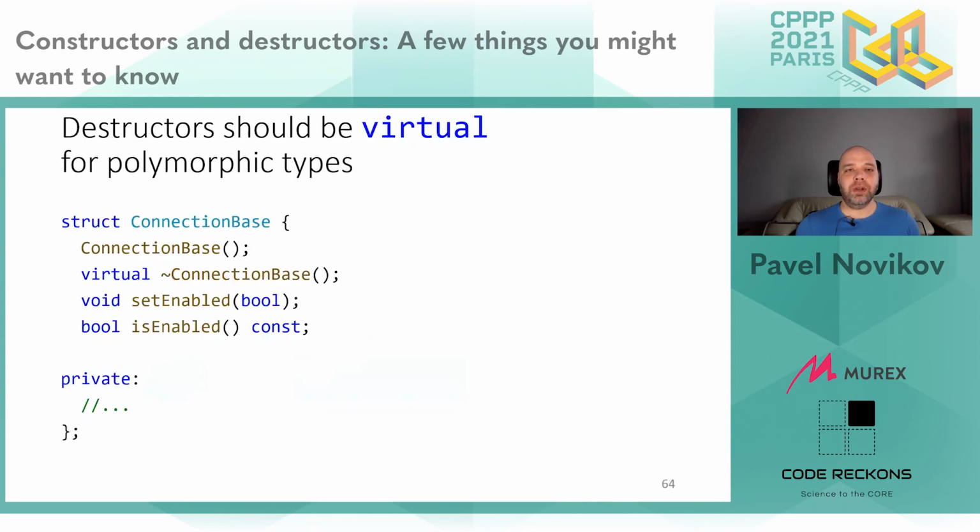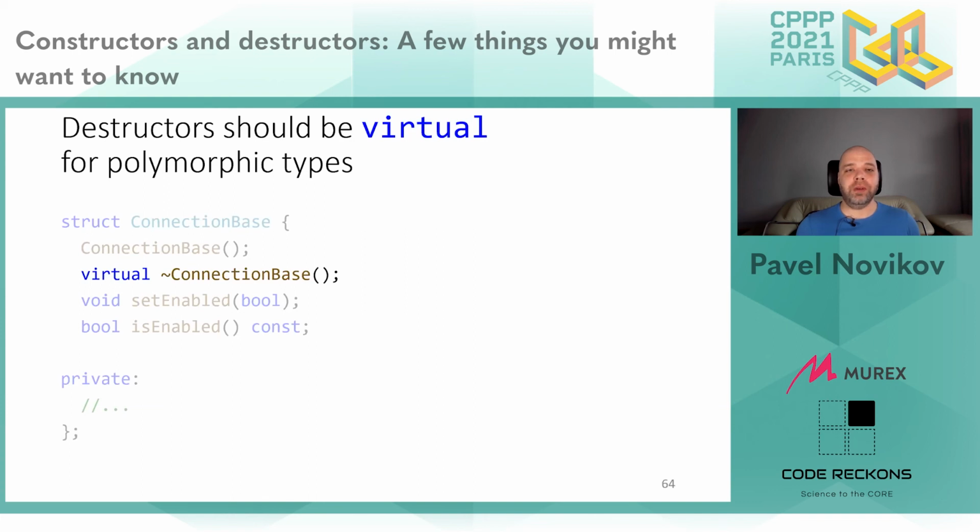Let's move on. And now I claim that destructors of polymorphic types should be virtual. And this one is kind of obscure, so if it goes over your head, it's fine. Just remember that for polymorphic types, the destructor should be virtual.